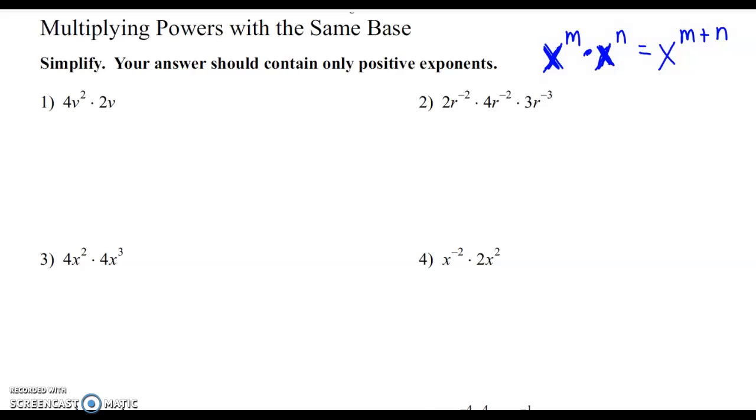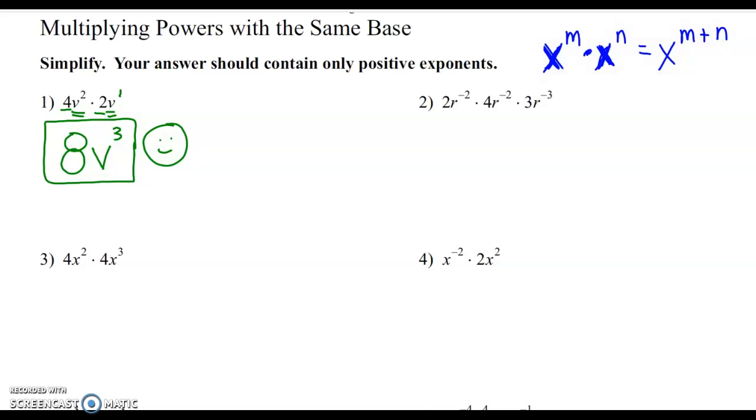So on number 1, we have 4 times 2, which is 8. And then v to the, when you multiply like bases, they're both v's, you add the exponents. So 2 plus 1 would be 3. 8v to the third is simplest form.